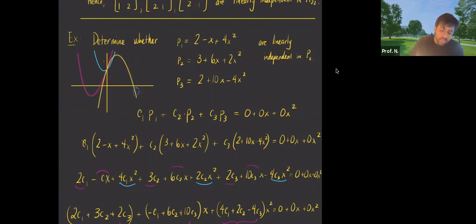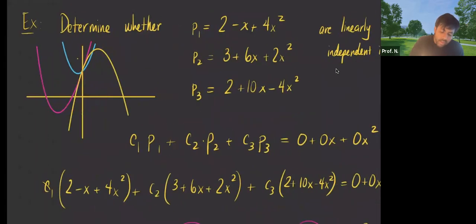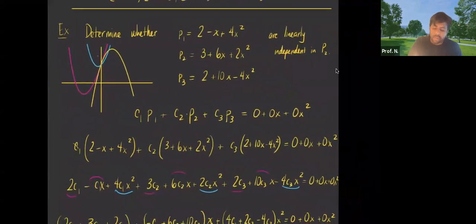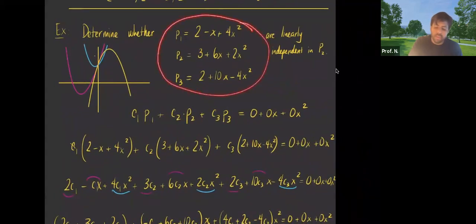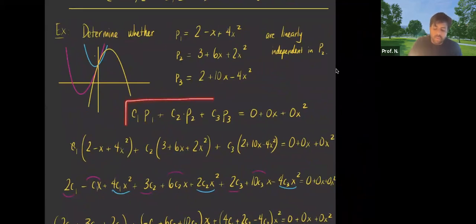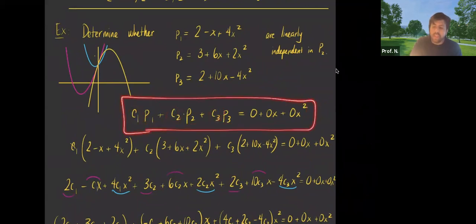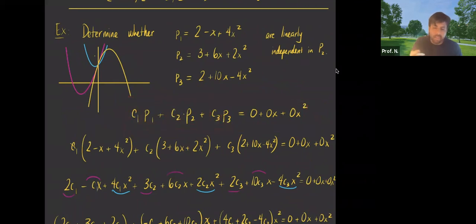You get something of this sort, but as you can tell, they don't intersect at the origin, but they are linearly independent. So just be careful with that. So the polynomials themselves, they're linearly independent. Why? They're linearly independent because when you set up this equation, the only C1, C2, C3 values that are possible to make this equation true is if they're all zeros. That's what makes them linearly independent.